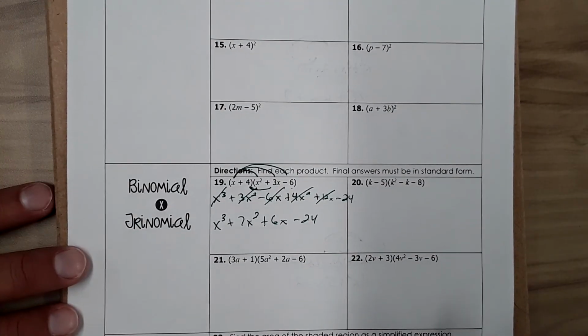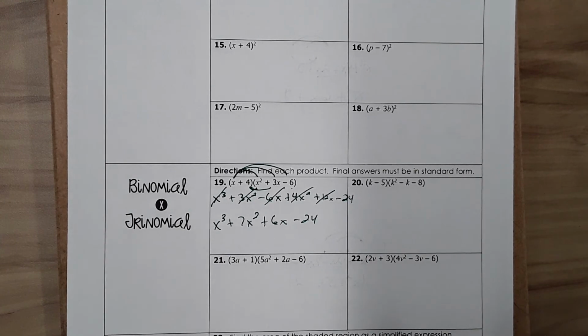So when you're distributing a binomial to a trinomial, you're going to multiply everything on one side times everything on the other side.